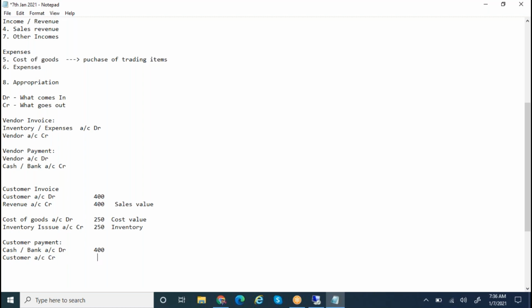Understood? Any confusion here? This is the area you need to be very much clear about finance. This is, to be frankly, commerce.